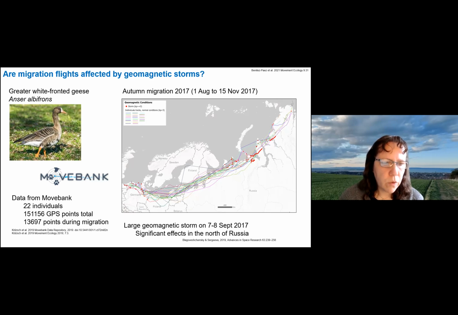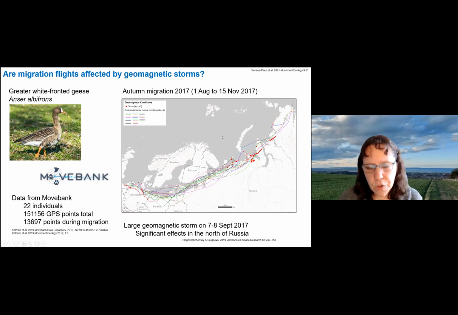And for this, we took data from MoveBank with 22 greater white-fronted geese on an autumn migration in 2017, going down from Siberia down to Germany. As you can see, pretty straight lines. But there was a large geomagnetic storm in September of that year. And on this map, you can see the locations where the birds were during this storm or some other storms that occurred during this period. And you can see the tracks are normally pretty straight, but look at this weirdness going on during the storm. So this one started circling. This one seems to start following the coastline, which it didn't do before, the same one there.